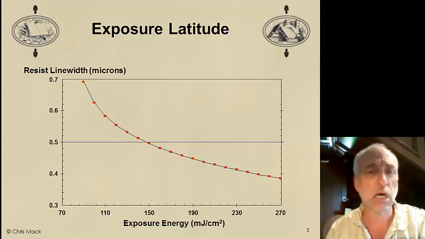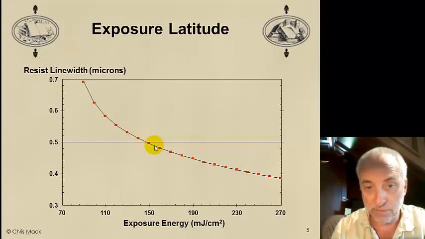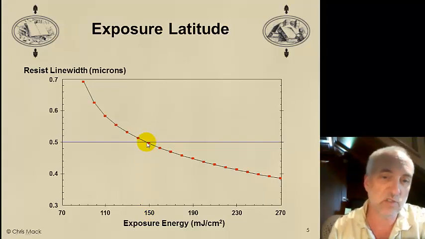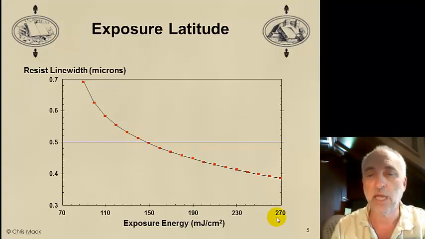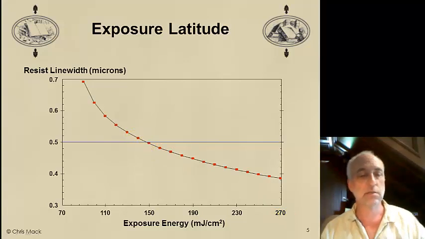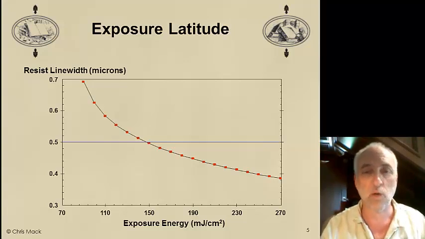But here we show a line width. It's not a straight line, but over a small region near the nominal, suppose my nominal CD is half a micron, my nominal exposure energy is 150 millijoules per square centimeter. This is an I-line case. And around this center point, it kind of looks like a straight line, and so my linearization of the problem will probably work well.